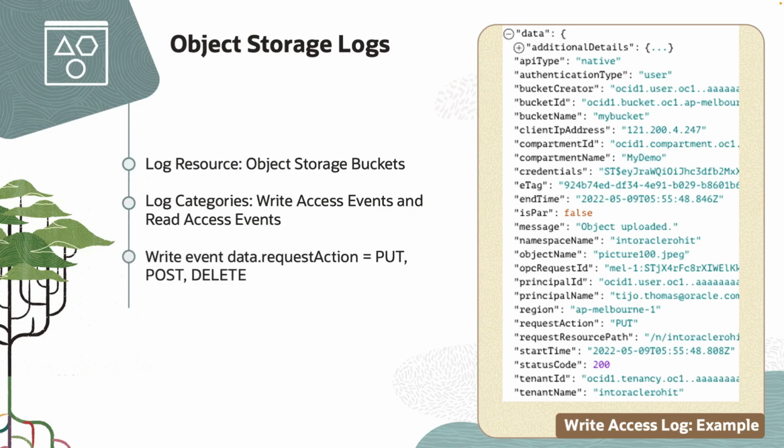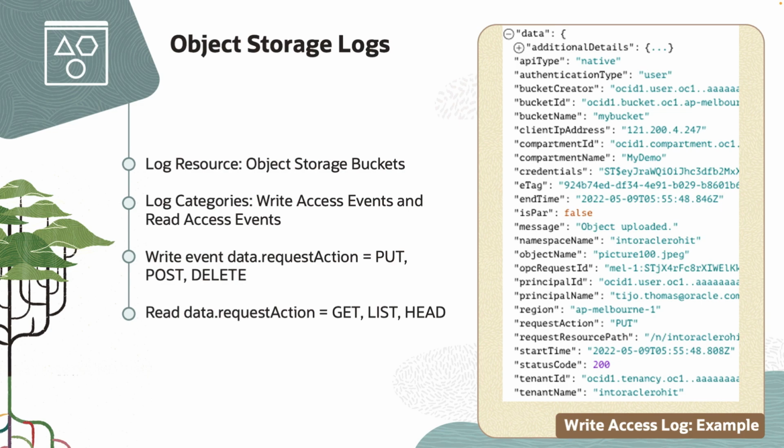The request action is a key value pair in the data section, and it tells you what type of action was executed. We refer to this field as data.requestAction, and if it is a write access event, this will have values for put or post or delete. Data.requestAction for a read access log would have values of get or list or head.